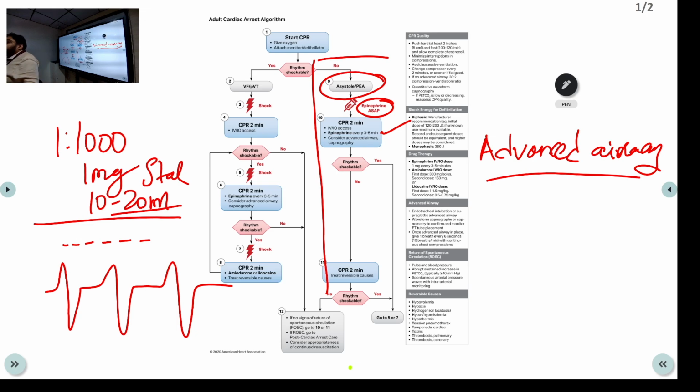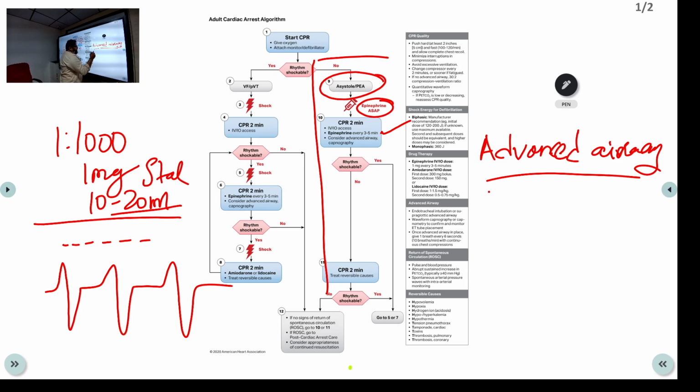So the priority is to continue CPR, and without interrupting the CPR, you need to intubate. If there is an interruption, you need to interrupt only while passing the tube. So maybe 10 seconds, not more than that. Without interrupting the CPR, if you are able to do it, well and good. But if you are interrupting the CPR, that is not accepted. So without interrupting the CPR, you can go ahead with an advanced airway.